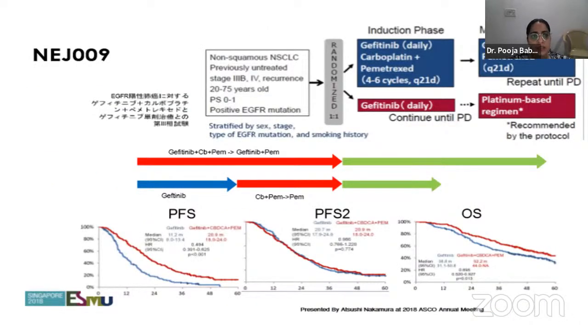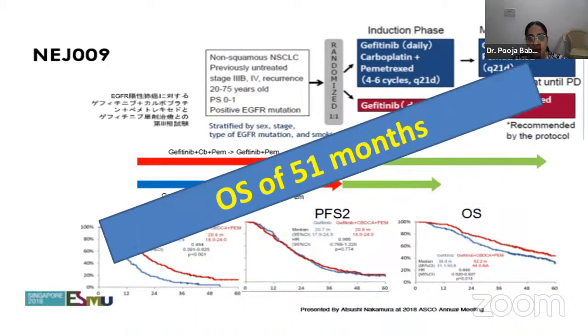So this is the NEJ009 trial, in advanced stage non-small cell lung cancer with positive EGFR mutation, and they were exposed to first generation TKI gefitinib plus pemetrexed-carboplatin versus gefitinib. As we have seen, the PFS benefit is huge, 21 months as compared to 11 months in the gefitinib alone arm. Even an OS benefit has been seen, to the tune of 50 to 51 months as compared to 38 months in the gefitinib alone arm.